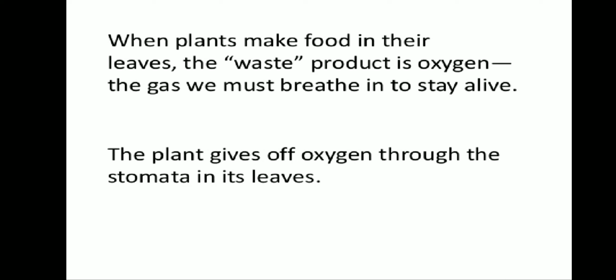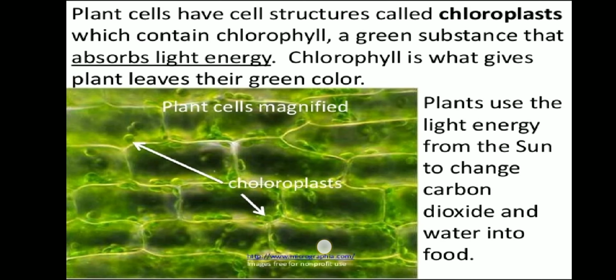The plant gives off oxygen through the stomata in the leaves. So already we've learned about the stomata. The leaves have tiny pores in them, especially in the lower part of the leaf. It has many tiny pores said to be stomata. Stomata are very much helpful in the breathing of leaves.